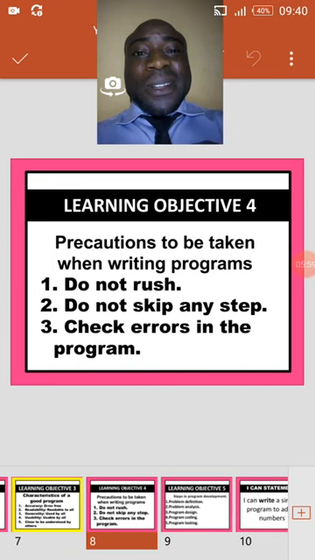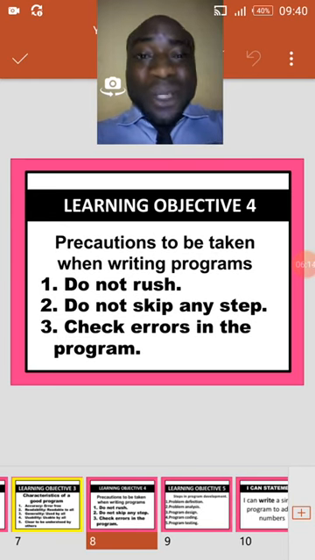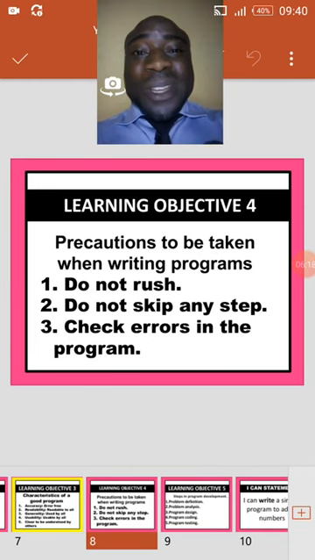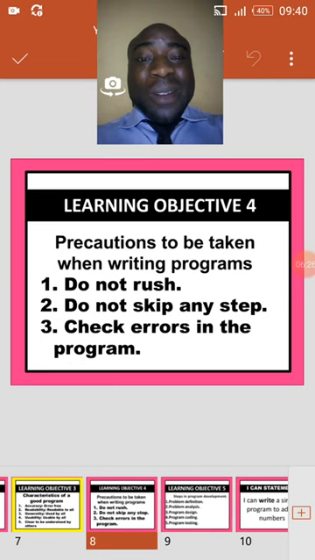Now, in writing a good program, there are precautions that must be taken. And what are these precautions? We have one, do not rush. When you are writing a program, you don't rush. If you rush, you will miss some steps. And two, do not skip any step. If you skip any step, the program will not work. So, relax, be patient, and write the program so that you will get good results.